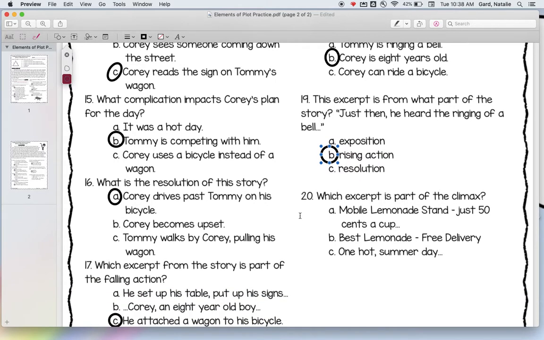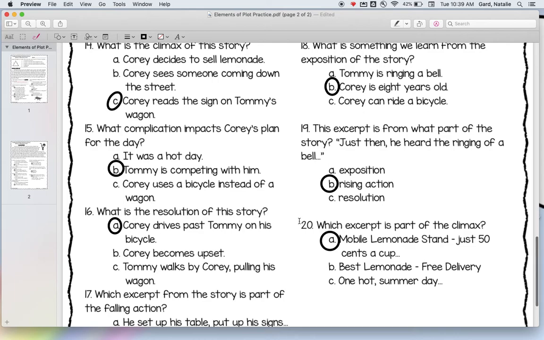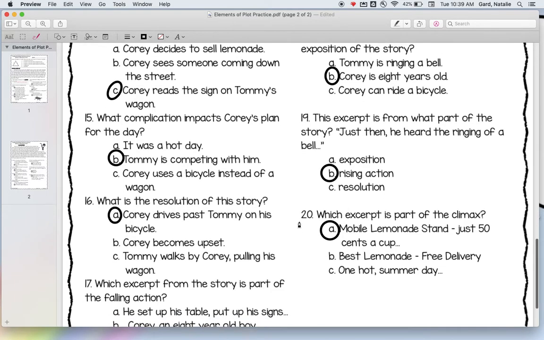And then finally, number 20, which excerpt is part of the climax? Again, the climax is that big turning point, the most exciting part of the story. Yeah, A. Mobile lemonade stand, just 50 cents a cup. That is definitely part of the climax. So, again, checking 18, 19, and 20 to make sure that you've got those.